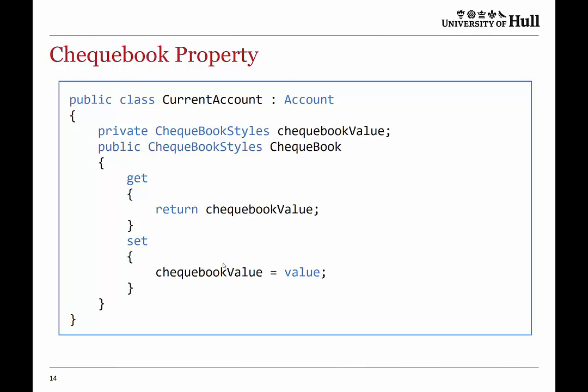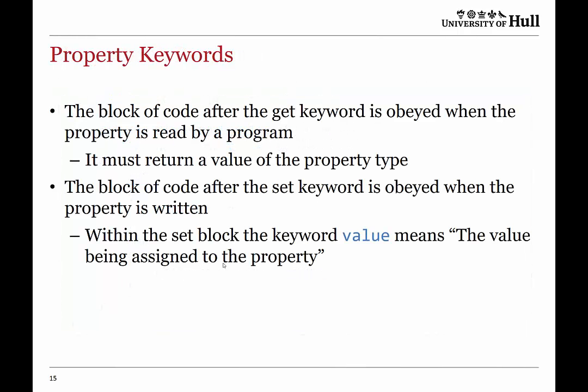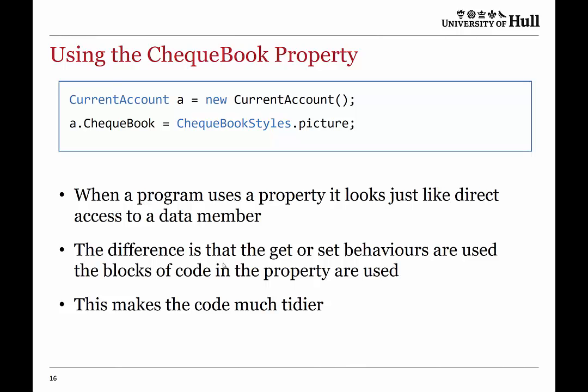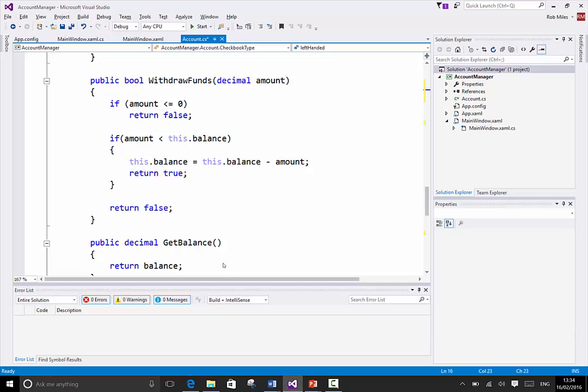If I go to the next slide, we can start to look at how it fits together. It must return the value of the type, but I haven't really told you how it's used yet. This is the best bit. There you go. Once I've made a property, I can just use it like I would a member of the class directly. So I could just say a.checkbook equals bang, and that will cause my set behavior to run. If I try and read it, it'll cause the get behavior to run. I'll show you what I mean.